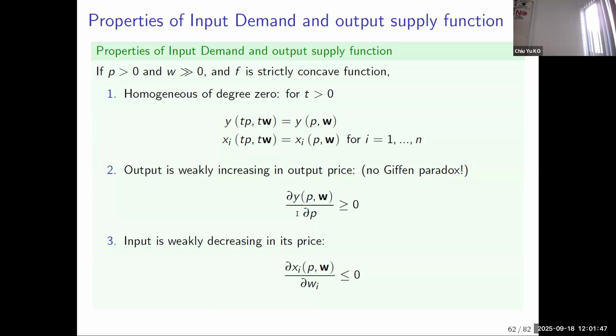And the second and the third are trivial, right? If the output price goes up, you produce no less. If the input price goes up, you use no more, right? Truly nothing deep there.